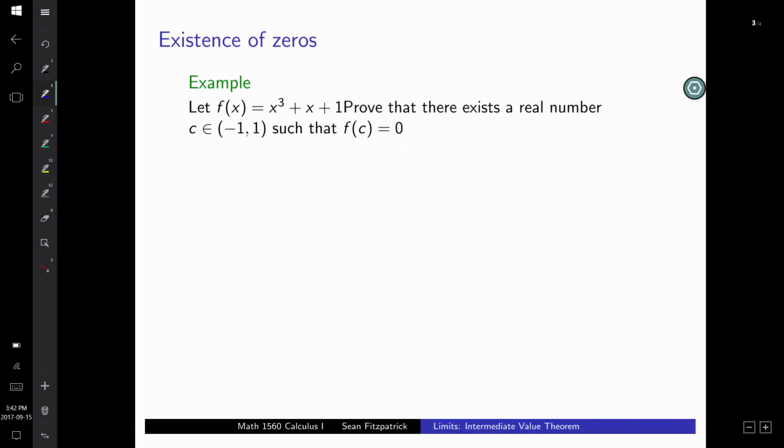Okay, so now, in the silly example I gave you on the last slide, right?